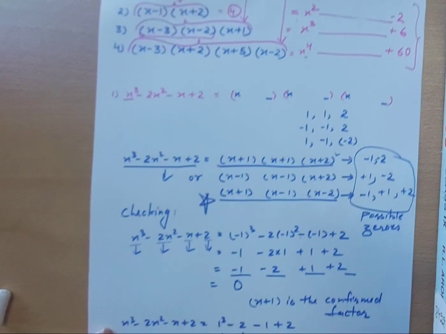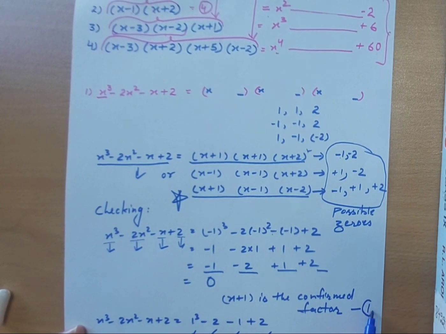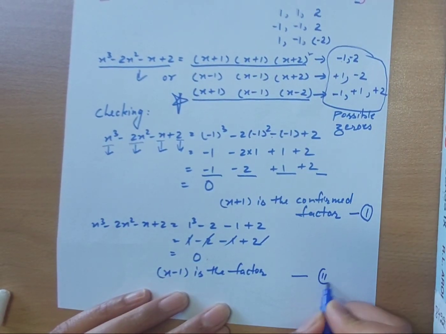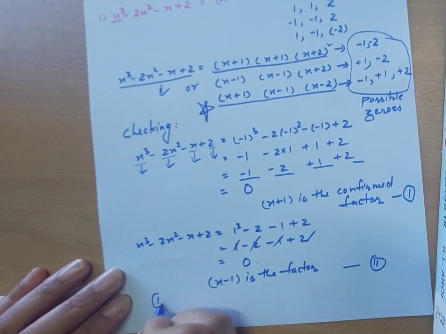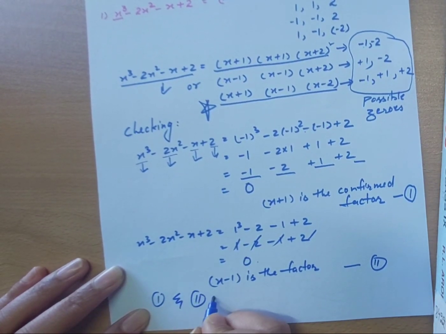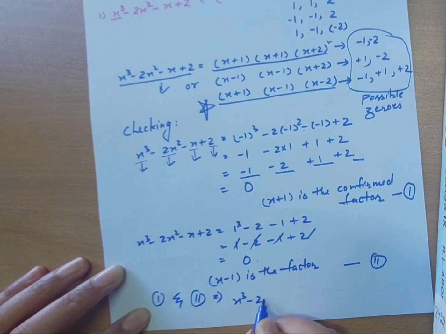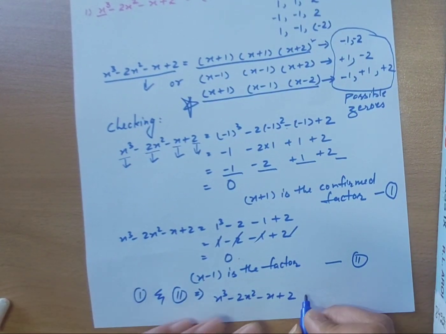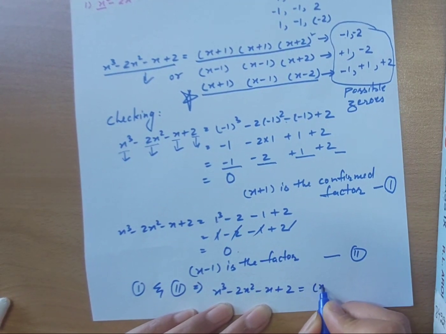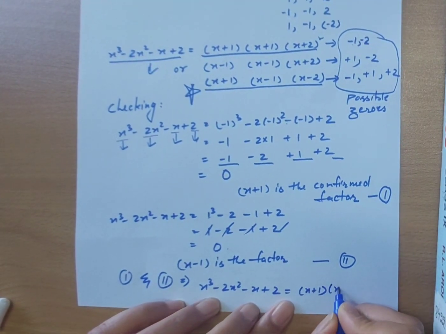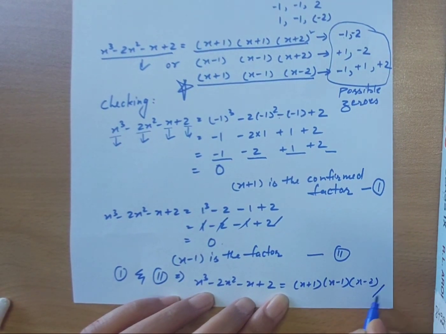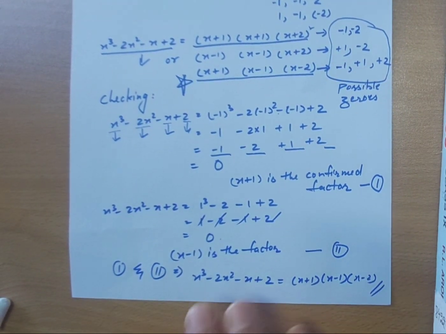So from here you can mark this conclusion as 1 and mark this conclusion as 2. Now you can say that 1 and 2 together imply that x cube minus 2x square minus x plus 2 is equal to x plus 1, because this is what you have been asked for. You have been asked to factorize this. So what did we do?